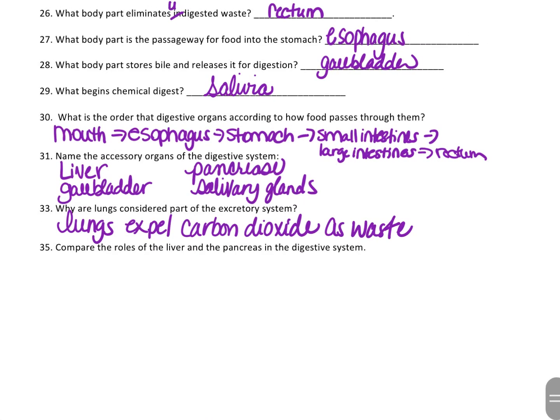Now, I'm not going to tell you the answer to number 35, okay? I want you to look this up and be thinking about this to write a short answer, which will involve complete sentences. Compare the roles of the liver and the pancreas in the digestive system. Look up in your textbook what was said about the liver and the pancreas, and just compare those two. You guys know how to compare and contrast. What I would do is write notes on that myself. Any questions?